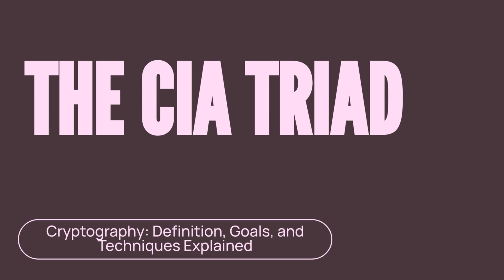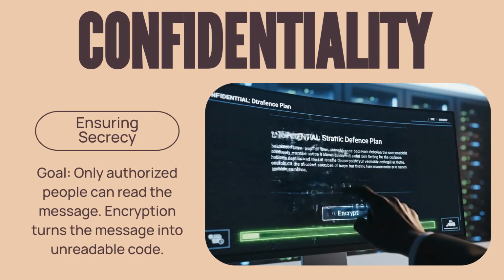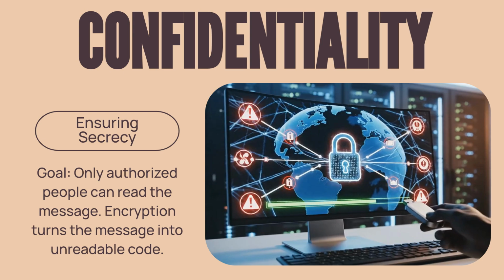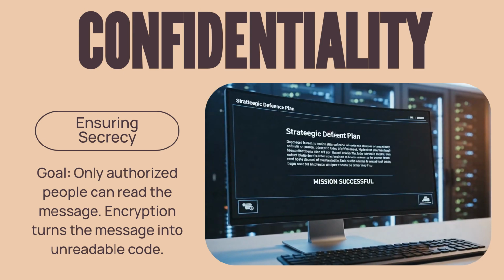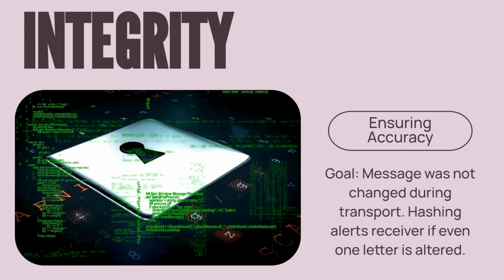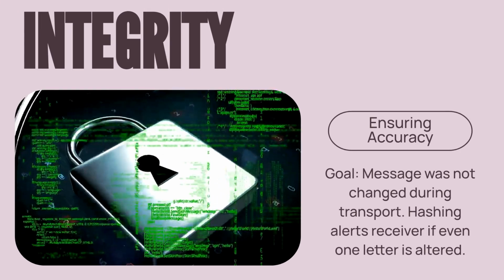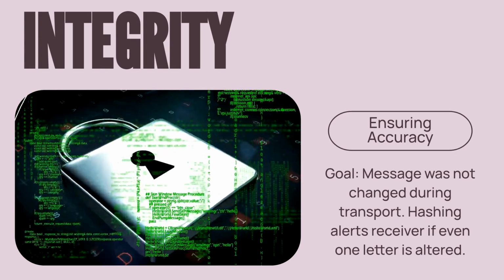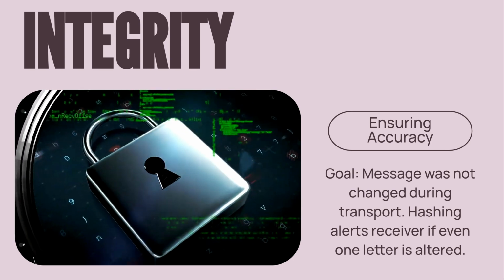Cryptography is the primary tool used to achieve the three foundational goals of network security, known as the CIA Triad. Confidentiality ensures that only authorized people can read the message. Encryption turns the plain text into code, so if a hacker steals it, they only see garbage data. Integrity ensures the message hasn't been tampered with during transport. Techniques like hashing generate a unique code that changes entirely if the data is altered, immediately alerting the receiver.